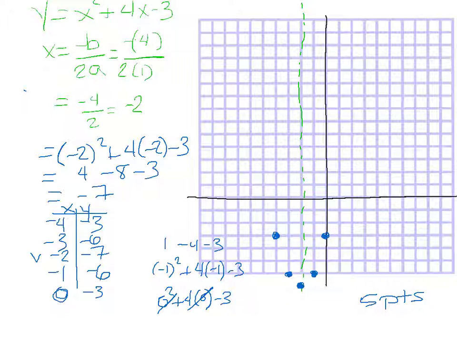And so my table has all 5 points. My parabola has all 5 points. And now I need to actually graph my parabola. And there she be. There is a parabola.